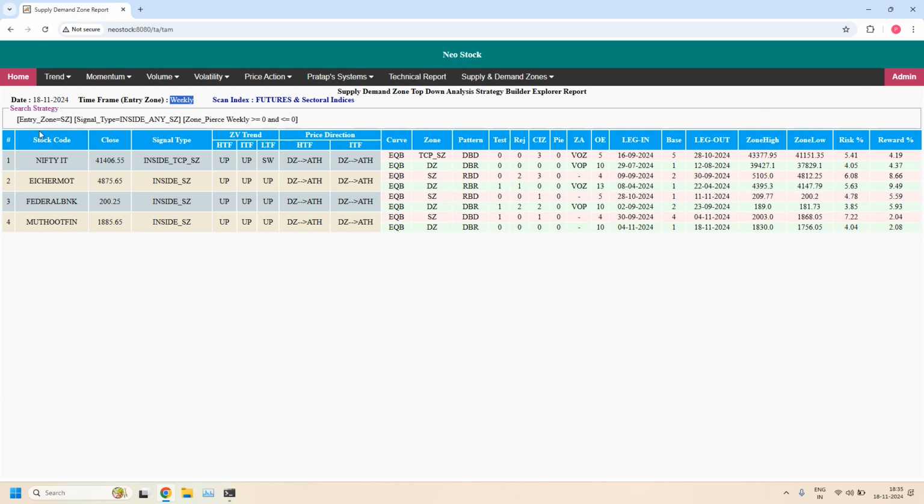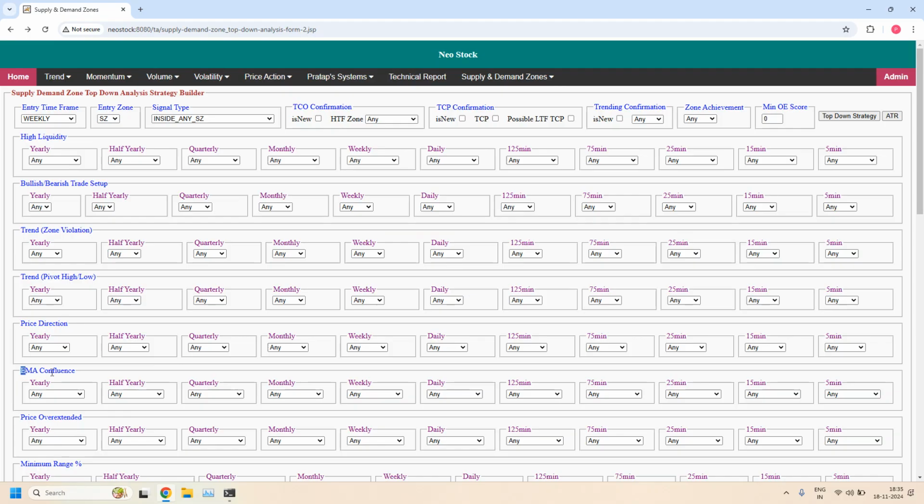Weekly time frame, week entry zone, supply zone, price closed inside the supply zone, zone is not pierced. That way you can look into the search strategy. In these 4 stocks, how many are having a weekly EMA Confluence on these supply zones? Let's verify. In the EMA Confluence, weekly time frame, supply zones having weekly EMA Confluence.